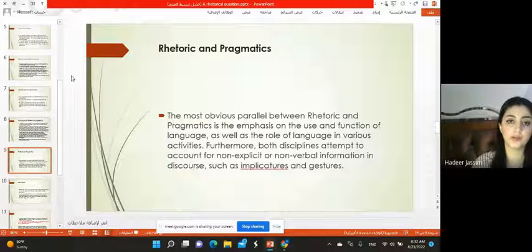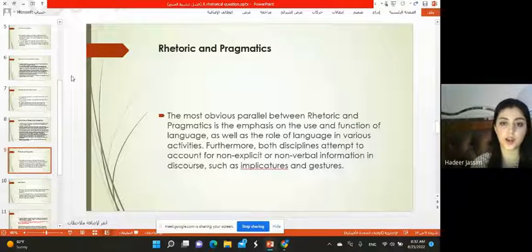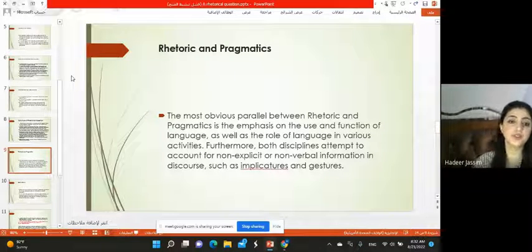Let's see rhetoric and pragmatics. The most obvious parallel between rhetoric and pragmatics is the emphasis on the use and function of language, as well as the role of language in various activities. Furthermore, both disciplines attempt to account for non-explicit or non-verbal information in discourse, such as implicatures and gestures.